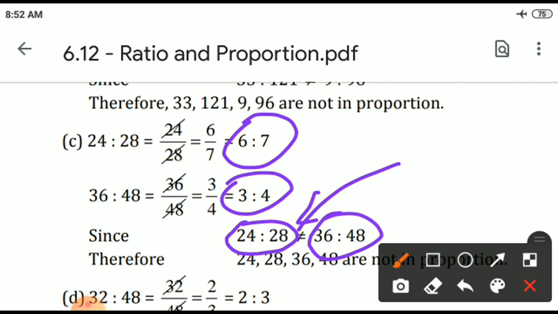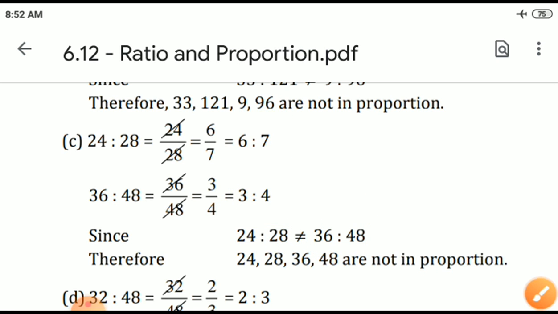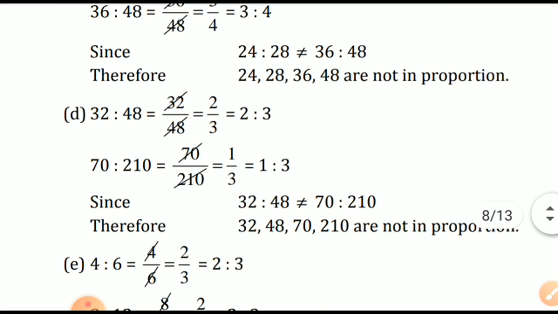24 is to 28 is not equal to 36 is to 48. That's why we can say these numbers are not in proportion. Proportion means it does not go along with it. Like the first answer we got, see, in D also it is like this: 2 is to 3 and 1 is to 3. That's why it is not in proportion.